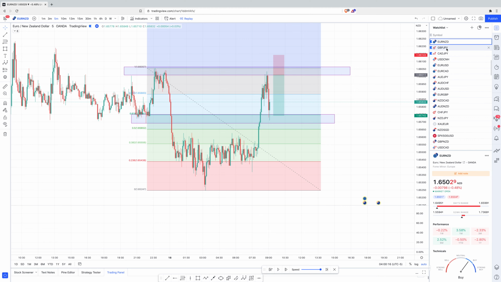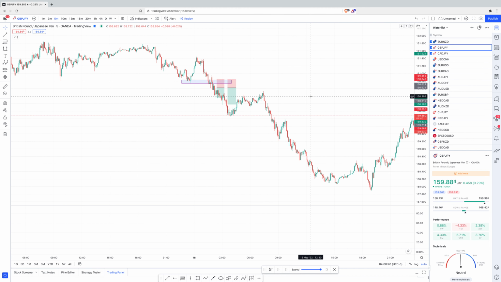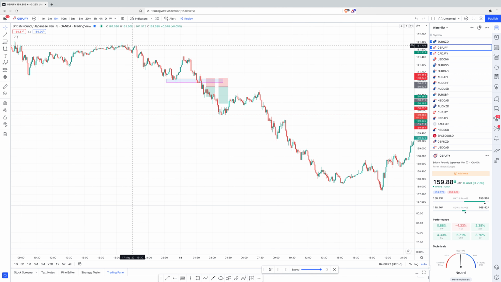So let's go to our second trade, guys. Let's go to GBP JPY right here. So GJ, as you can see, we have started a downtrend. We have clear lower lows and we have lower highs as well, right?